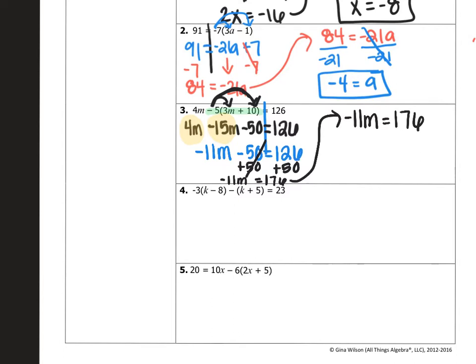-11 and m are attached to each other. They're like dragonflies. They're multiplying. So to get rid of multiplication, we need to divide both sides by -11. The 11's cancel. M equals -16.